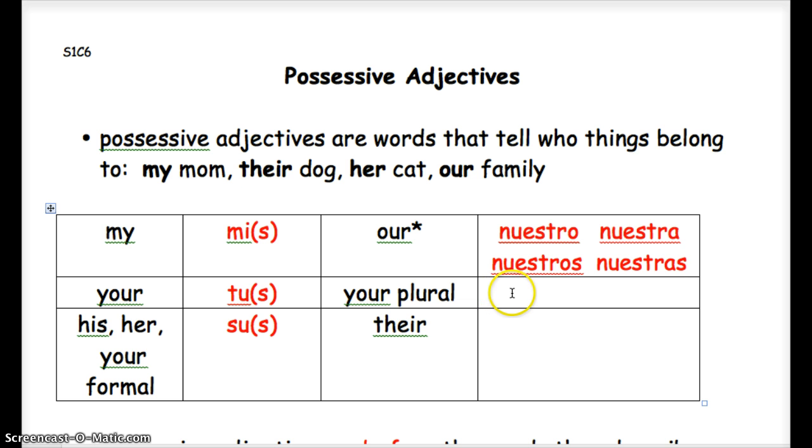Your, when you're talking to a group of people, and their are easy to remember, but since they're so easy to remember, you're going to see that they also are a little confusing. Su and su. They are the very same words that you used for his and her, your formal, its. You use the very same words for your plural and their. Remember that the majority of the time you're going to know which one it is based on the context.